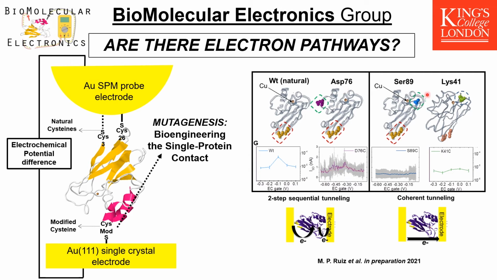Now, these are three different modifications of surface cysteines at different amino acids on the surface of this protein. And what we observe, very interestingly, is that if the modification is done away from the copper center, like in this case of aspartate 76 in this position, we actually recover this two-step sequential tunneling, which is the mechanism per se. But when the modification is done close to the copper center, in this north part of the protein where the copper is closer to the surface, this two-step sequential tunneling disappears, and then we go back to the coherent tunneling that we saw in the case that we remove the copper completely.